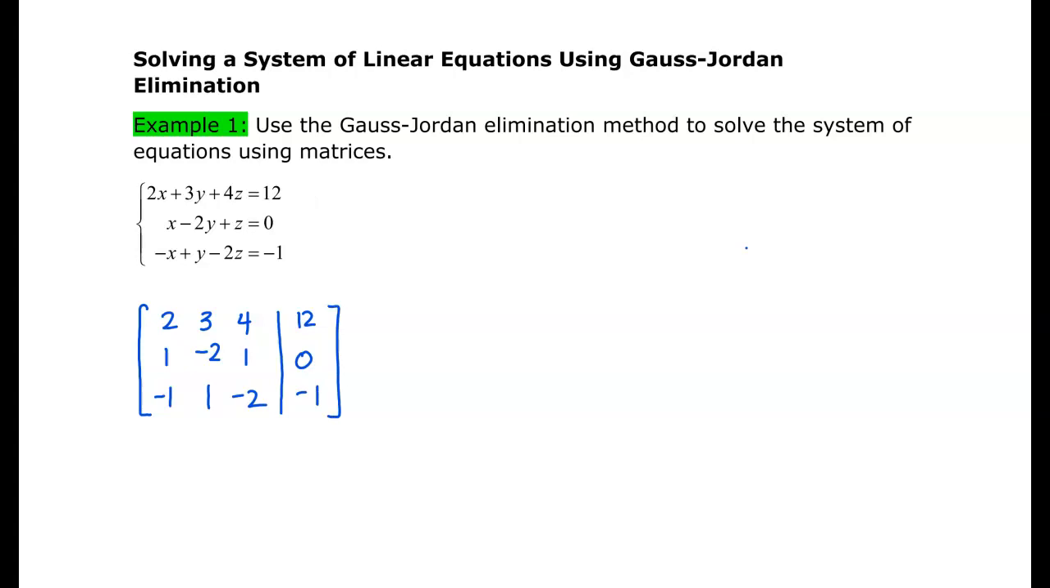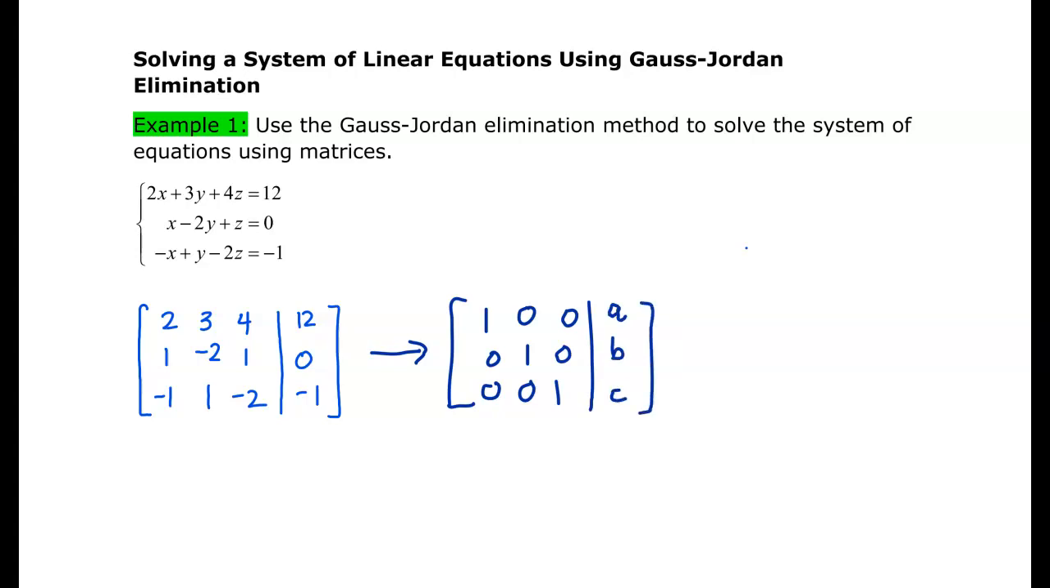Now, to do the Gauss-Jordan elimination method, our goal is to come up with the equivalent reduced row echelon form of the augmented matrix here. That is the matrix of the form 1, 1, 1 on the main diagonal and zeros on all other entries. So we want to find the reduced row echelon form of the given augmented matrix, and we do that by a series of row operations.